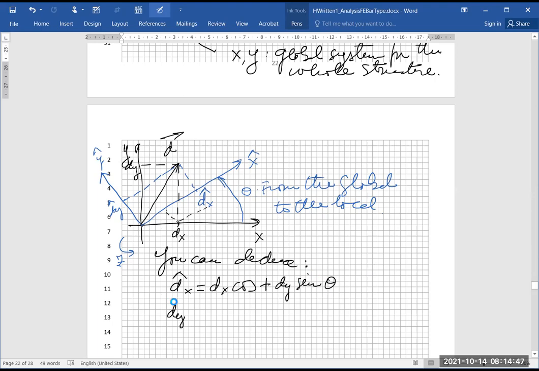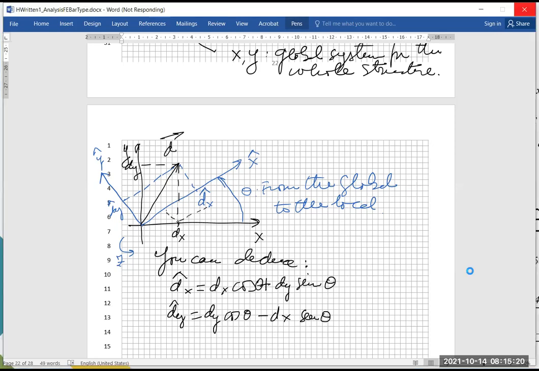Similarly, dy local is going to be equal to dy cosine of theta. I'm sorry, I forgot to put the angle here, minus dx sine of theta. Okay, this is just trigonometry and geometry. Okay, people, that's all. So we can write this in a more compact way, in a matrix form.